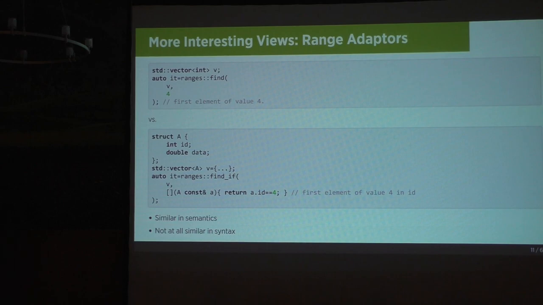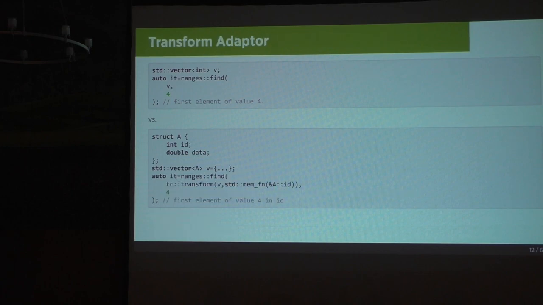Now, why is that? Well, because we kind of lumped the projection onto the ID together with a comparison with 4. And the idea is that with the transform adapter, whenever you are traversing a range, a certain function is just applied to every element of the range, at the time when you access it. So the projection will actually be done at the time of access. And then, since the structure of A is first turned into a structure of ints by using the transform, you can then use the regular ranges find. So the similarities between the two are much more apparent.